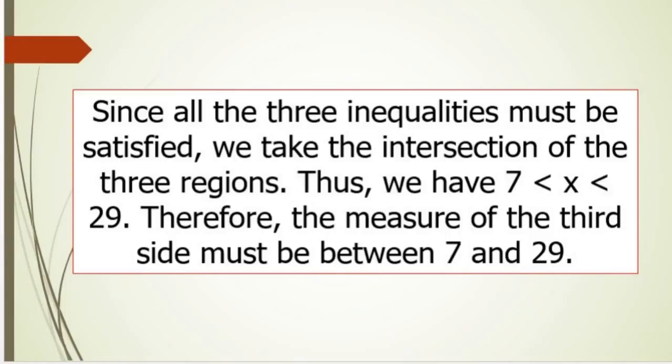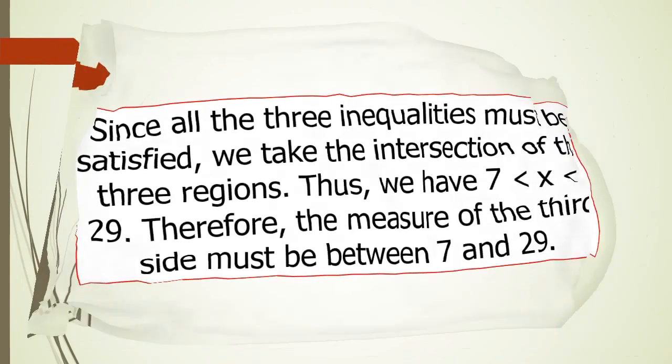Since all the three inequalities must be satisfied, we take the intersection of the three regions. Thus, we have x is greater than 7 but less than 29. Therefore, the measure of the third side must be between 7 and 29.